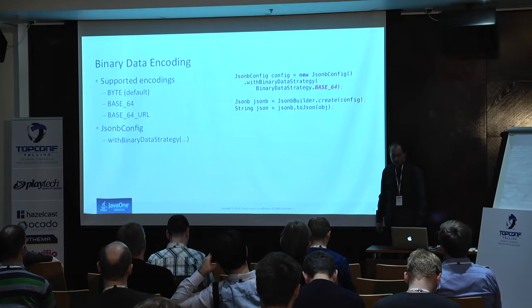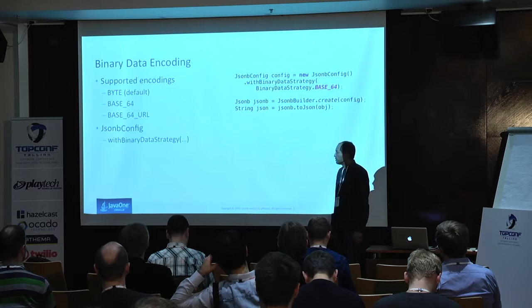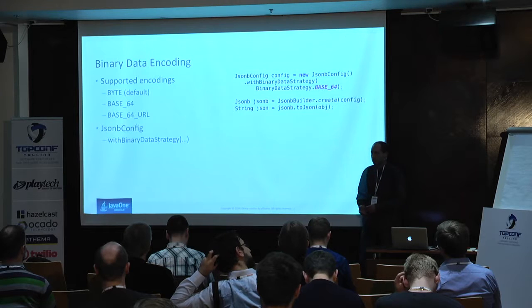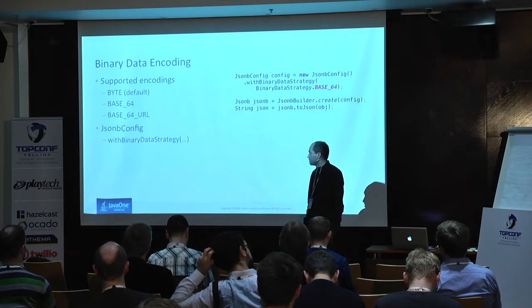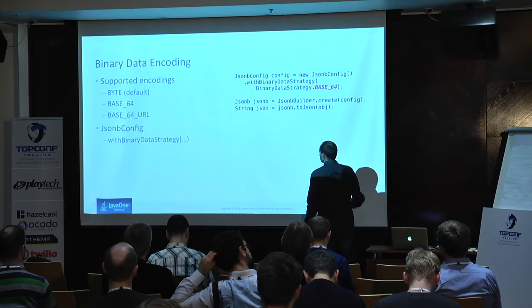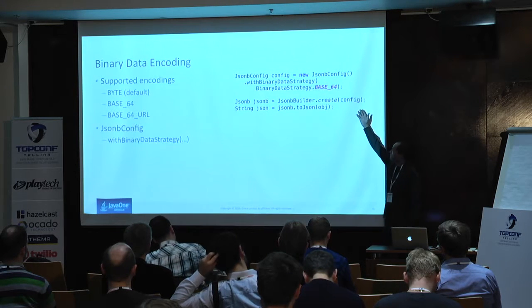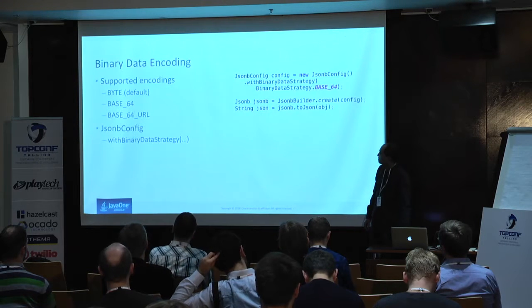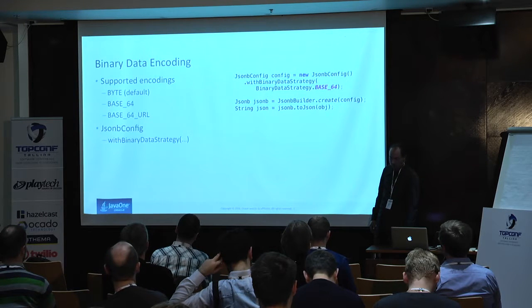As every binding framework needs to handle some binary data, there are 3 supported encodings: byte, which is default, and then base 64 and URL. If you want to use base 64, again, use JSON-B config and pass the binary data strategy and define which one you want to use.